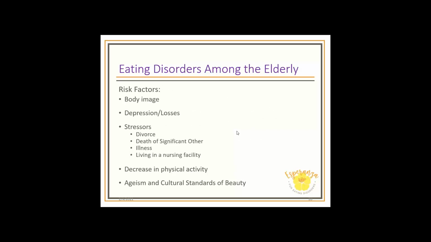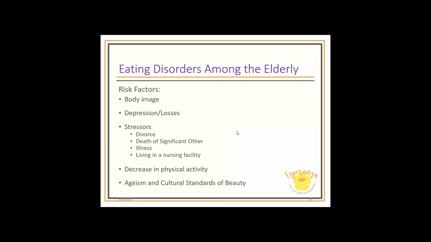So what are the risk factors among the elderly? The number one risk factor is body image. And now we can go on all of our social media and social cultural, the thin ideal, the pressure to look young and thin. This is what is driving the eating disorders among the elderly.